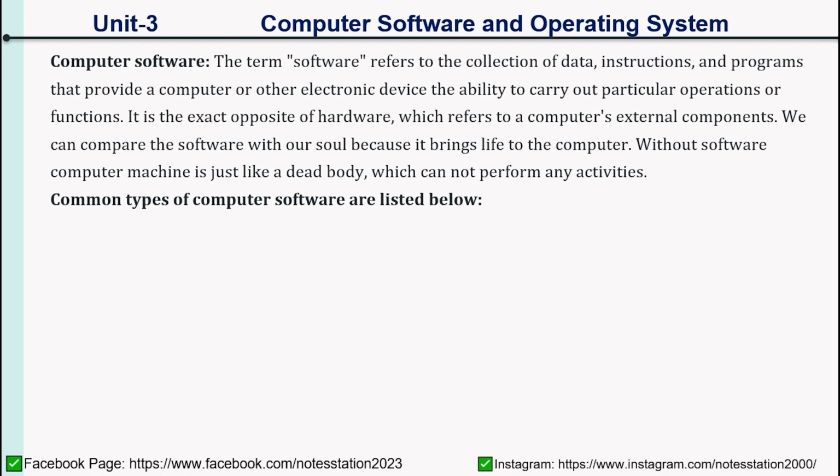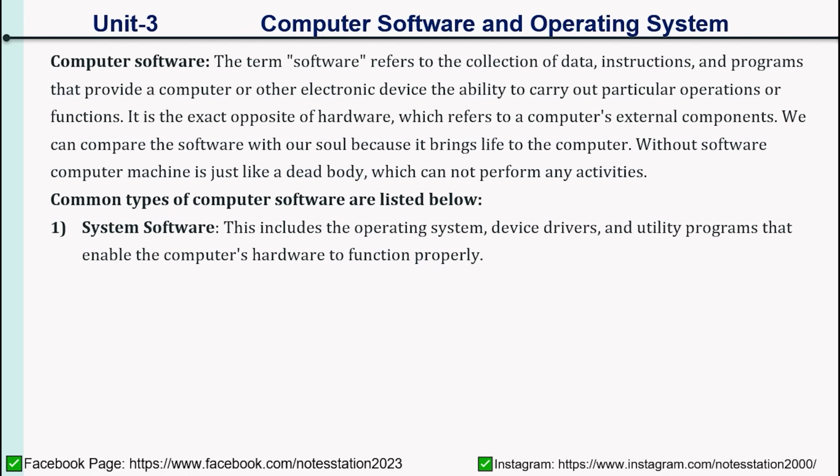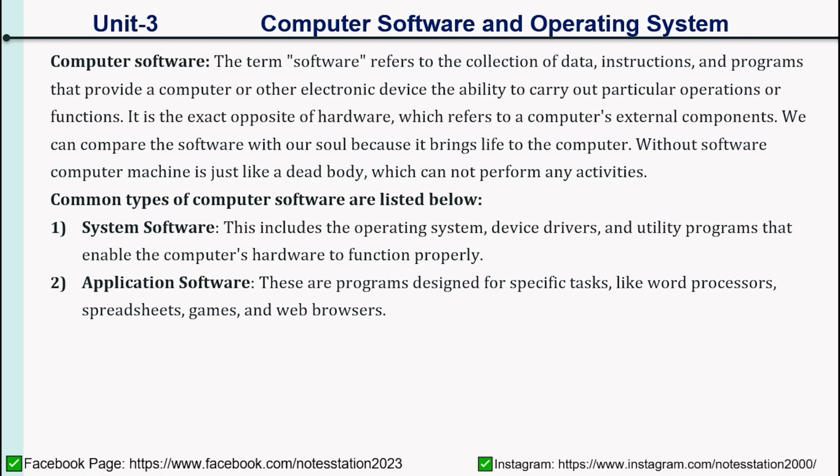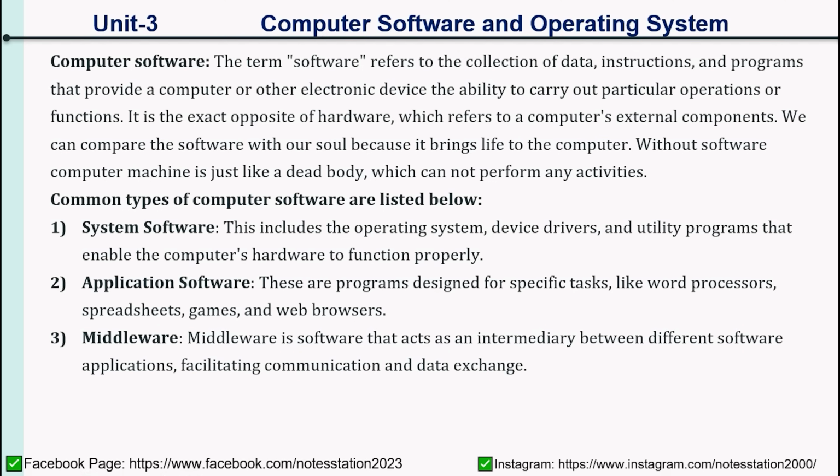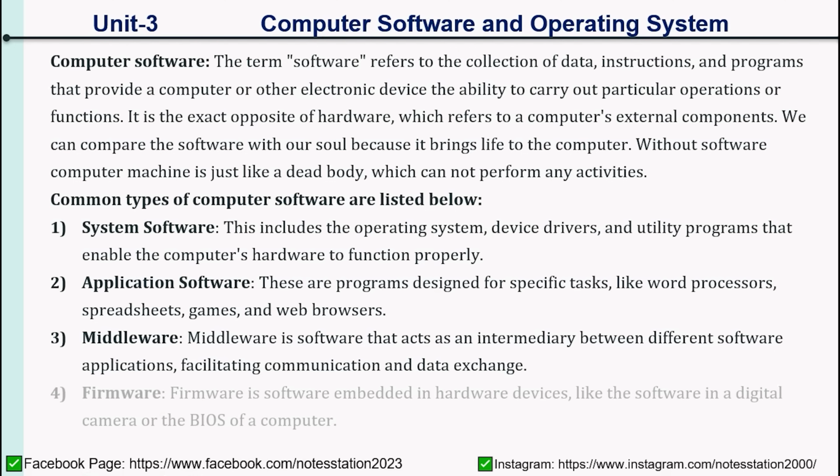Common types of computer software are listed below. System software. This includes the operating system, device drivers, and utility programs that enable the computer's hardware to function properly. Application software. These are programs designed for specific tasks, like word processors, spreadsheets, games, and web browsers. Middleware. Middleware is software that acts as an intermediary between different software applications, facilitating communication and data exchange. Firmware. Firmware is software embedded in hardware devices, like the software in a digital camera or the BIOS of a computer.